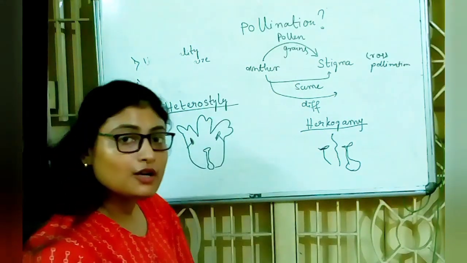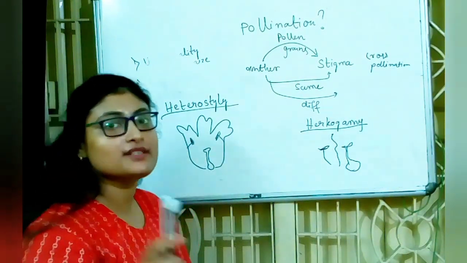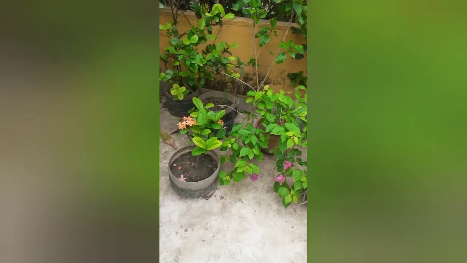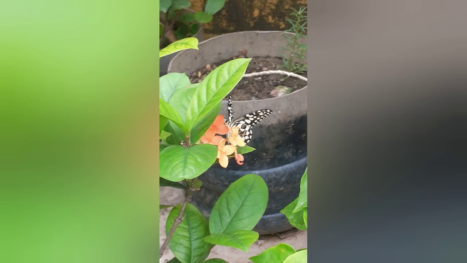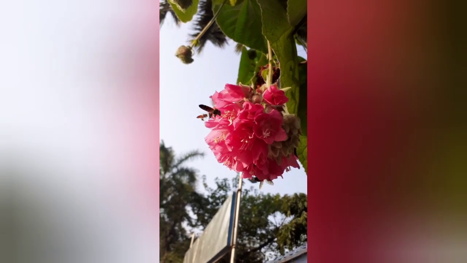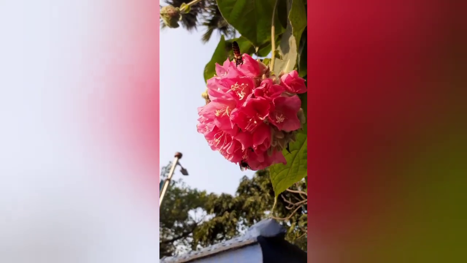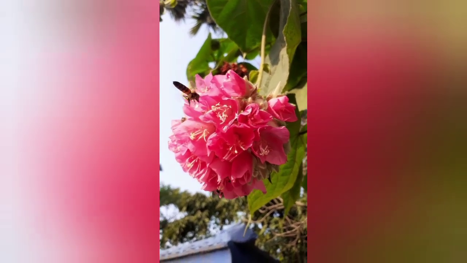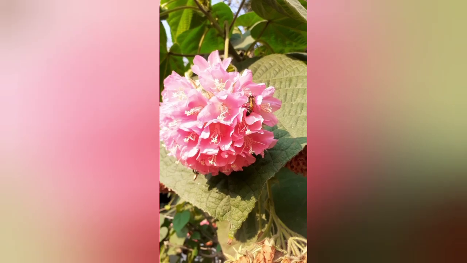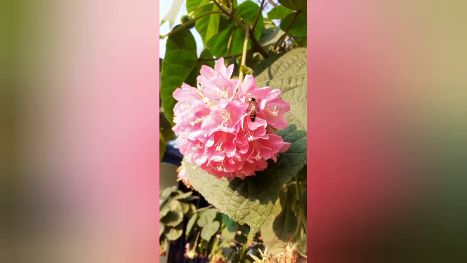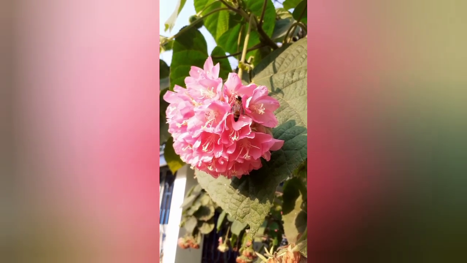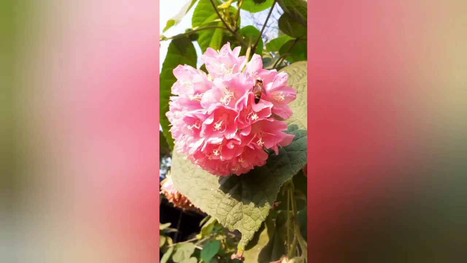Okay, so now we will shift to the agents of cross-pollination, because cross-pollination always needs an agent. Who all are the agents of pollination? Those who help in the transfer of pollen grains, like insects, wind, water, birds. Okay. Now, when the agent of pollination is insects, that means the pollination is occurring with the help of insects. Insect is an agent. Then this kind of pollination is known as entomophily.